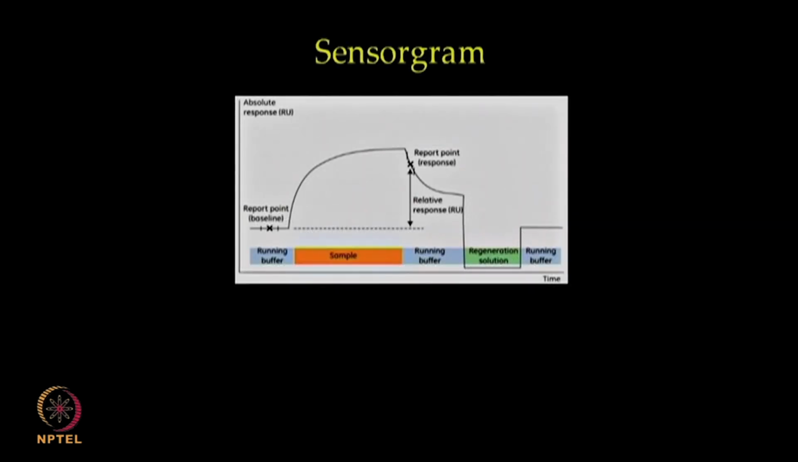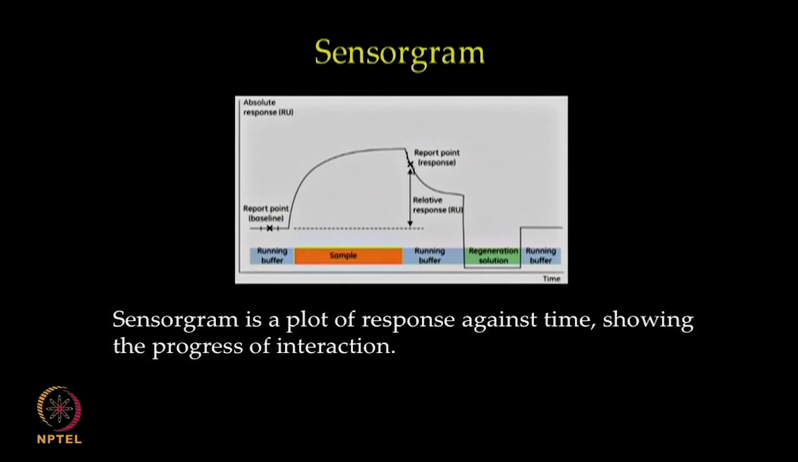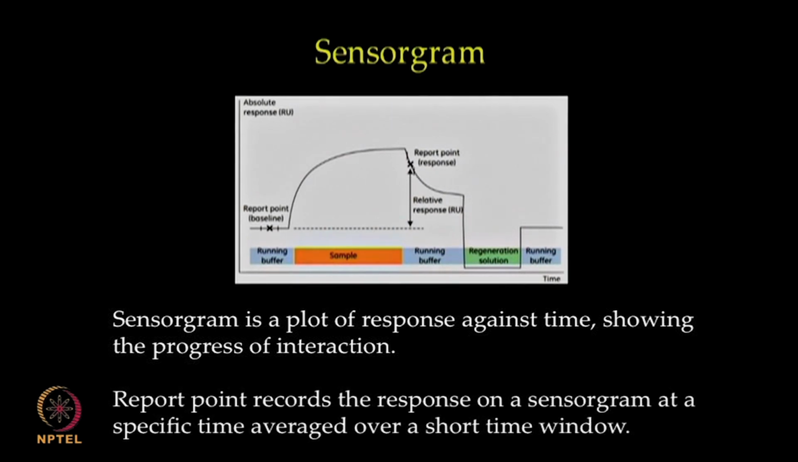Before we analyze the binding data from the experiment, let us look at a typical sensorgram for binding between a ligand and an analyte. A sensorgram, as shown here, is a plot of response against time showing the progress of interaction. This curve is displayed on the system during the course of experiment. We observe the baseline followed by the injection of analyte, which leads to increase in the binding response during the association phase. Just after the stop of the sample injection, we observe report point, which records the response on a sensorgram at a specific time averaged over a short time window. This is followed by dissociation phase, regeneration, and then back to baseline.